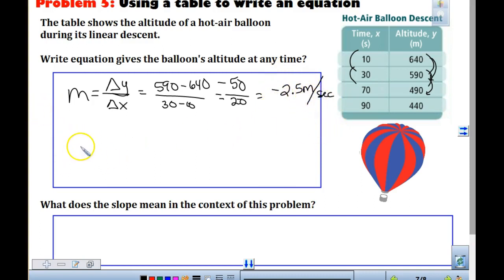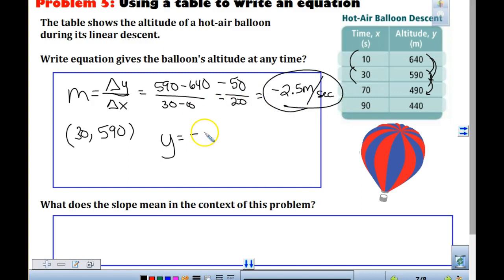So it says write an equation. Which point do you want to pick? You get a choice. Saying this starts off. Which point do you want to use? 30, and what's the other point with 30? 590? Yeah. Okay. Could someone have picked 10, 640? Could someone else have picked 70, 540? Yes. So my equation is going to be y equals, Evan, our slope was?